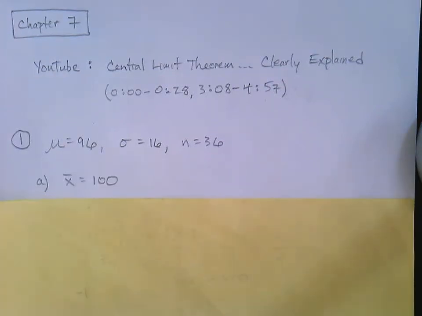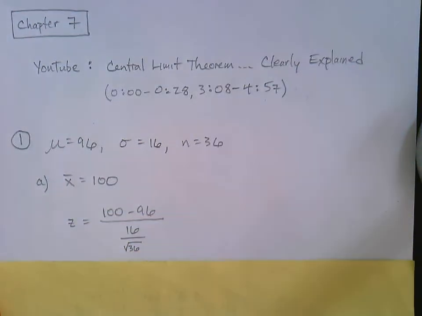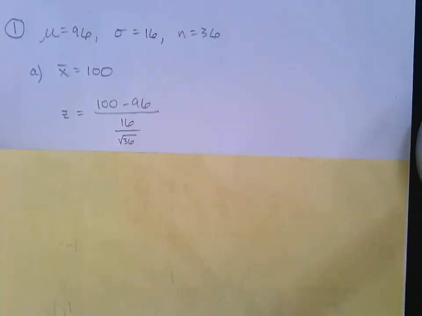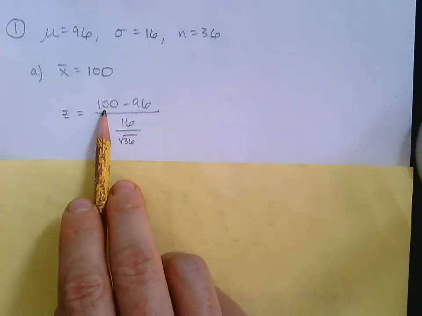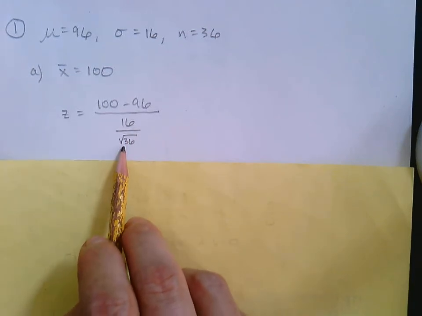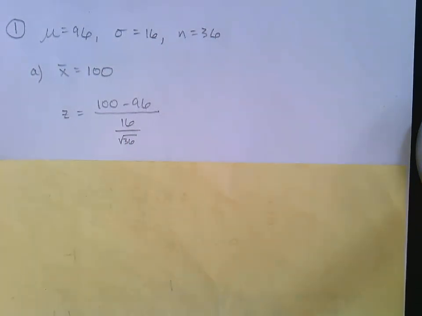Okay, here we go. So here x bar is 100. Right, the average is going to be less than 100 months, so we'll take x bar as 100. Then we're going to use our new z-score formula. So we'll take z equals 100 minus 96 over 16 over square root 36. So there's our formula, x bar minus mu over sigma over square root of n. And we got to calculate that.